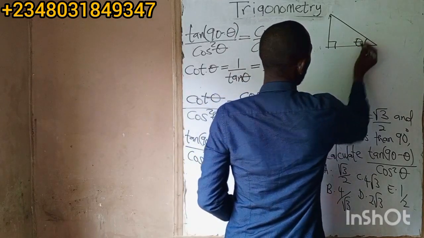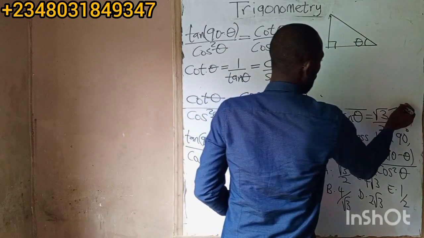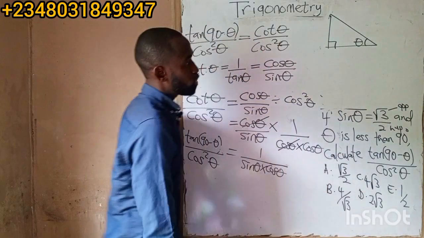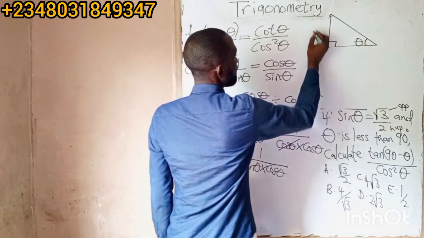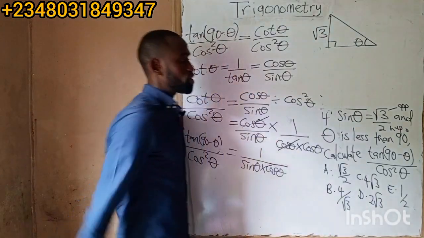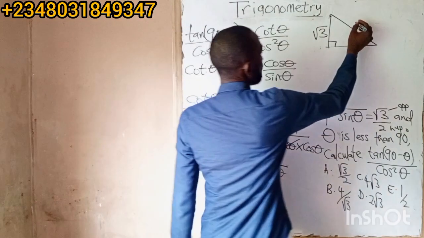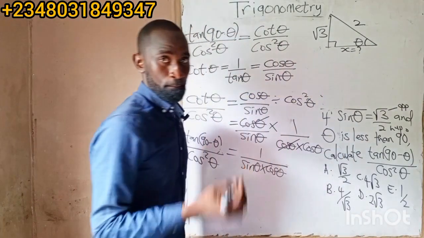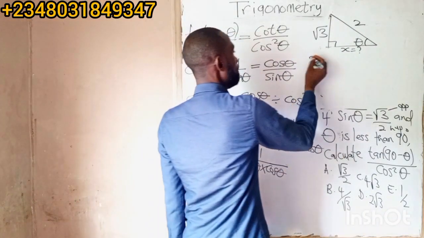What do I have here? Theta is here. Sine is opposite over hypotenuse. So our opposite is root 3, so I'll put root 3 here. Our hypotenuse is 2. I'll put 2 here. So I'm looking for the adjacent, x, which I don't know. So we use what now? Pythagoras theorem.